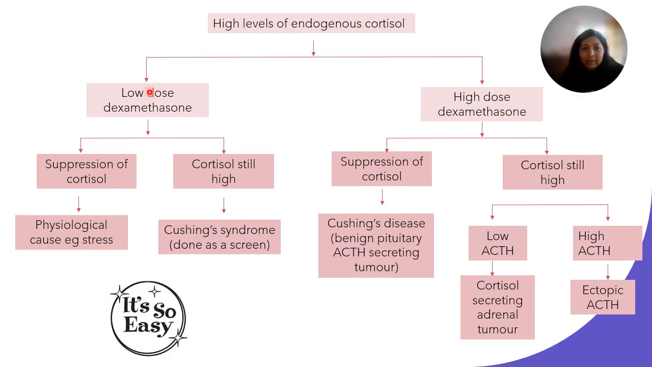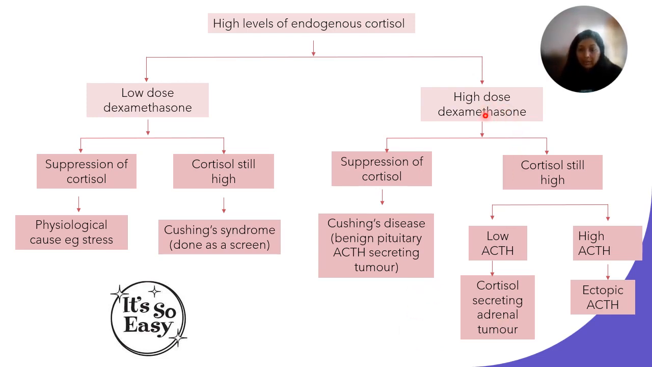Okay, right, but if you give low dose dexamethasone and your high levels of cortisol are still high, so you failed to suppress it, then you know that your patient truly has Cushing syndrome, a pathological cause for the high cortisol. So usually this low-dose dexamethasone is your screening test to try and figure out whether your patient truly has Cushing's syndrome or not. So once you've done that and you know cortisol is still high, you will proceed to do the high-dose dexamethasone, which will then help you to further delineate the cause of your elevated endogenous cortisol, and will then guide your further investigations as well as your management.